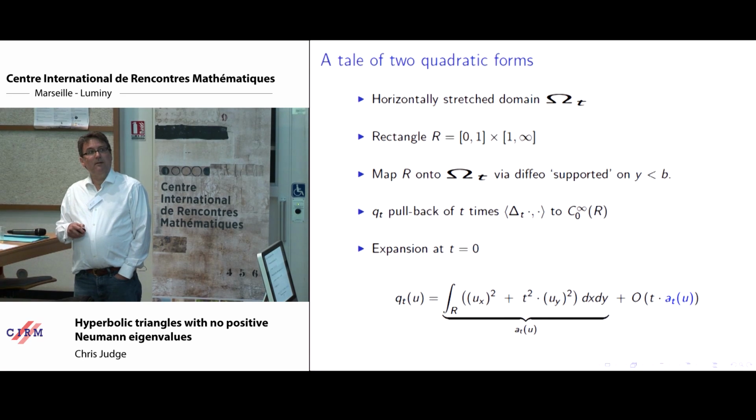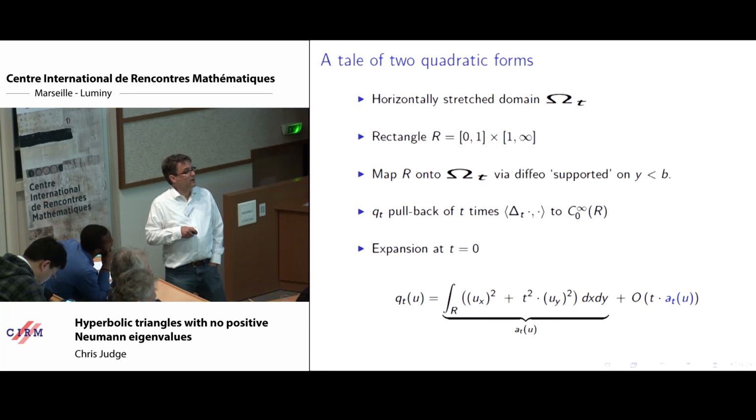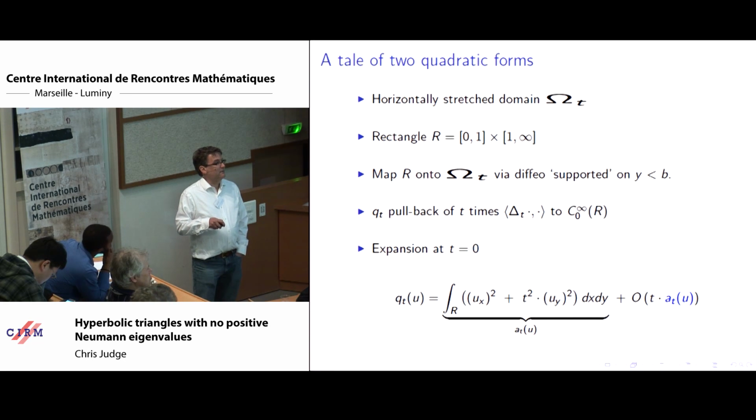So this is going to be my model, what I'm going to look at to understand the eigenfunctions, because I can just invoke separation of variables in this part, and then I have to worry about the remainder.